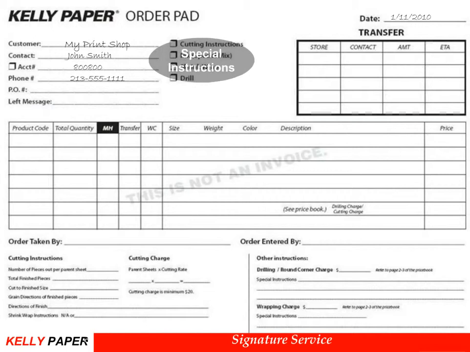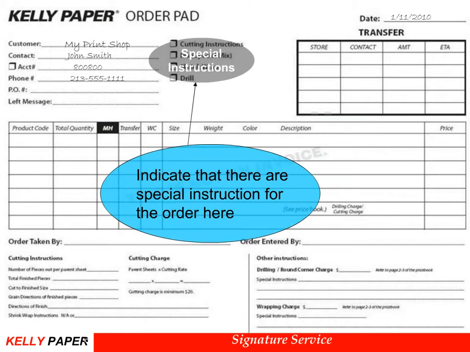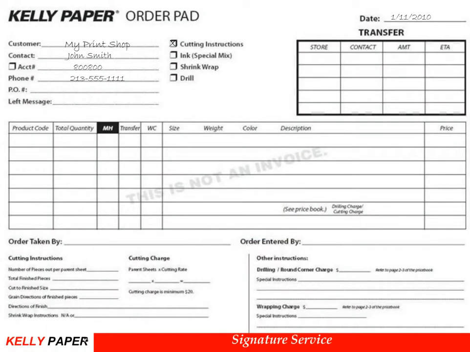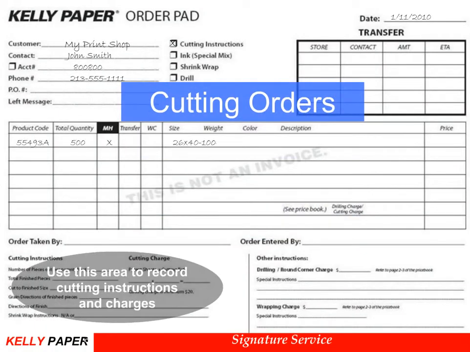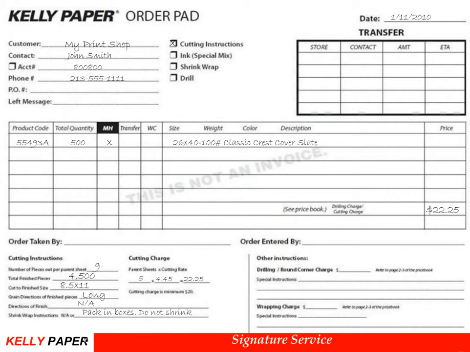Here we are back at the order pad ordering form. When there are special instructions for a must-have, indicate those instructions here in this area. Use this area to record cutting instructions and charges. Take the time to figure cutting charges out at the time of the order. This is proactive customer service and will help to process the customer during checkout. Let me show you how I came to the cutting charge of $22.25 on this sample order.